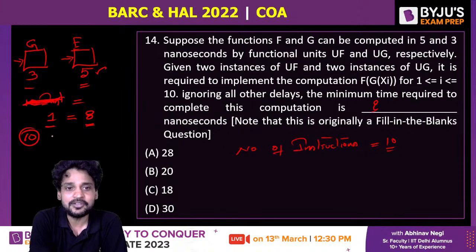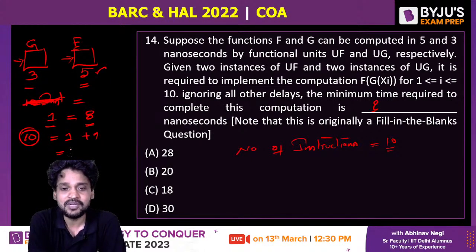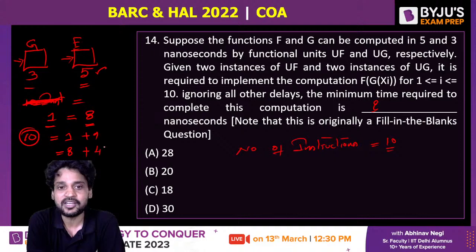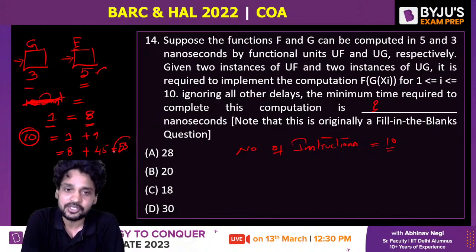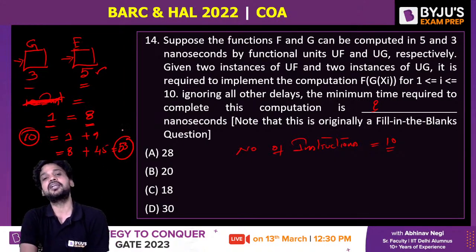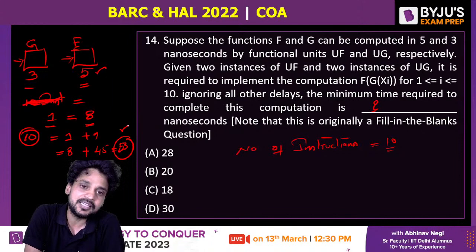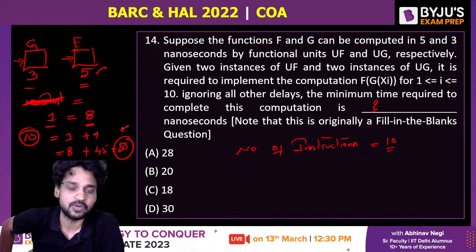10 must be divided into first instruction plus 9 instructions. First instruction will take 8 clock cycles. Remaining 9 will take TP clock cycles. So 9 into 5 is equal to 45, plus 8 is equal to 53. If there is no additional information provided, we need to understand that the total 10 instructions will take 53 clock cycles, or 53 nanoseconds, whatever you call it.